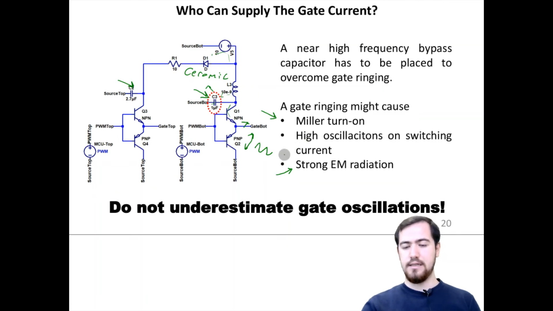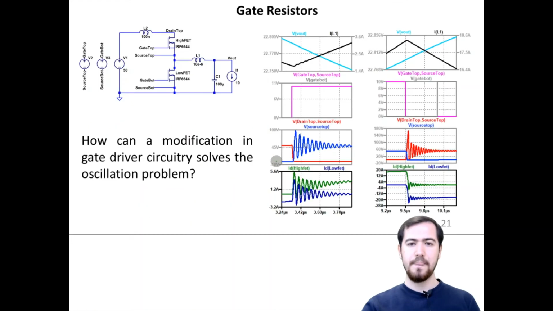Also, the increased oscillations increase the switching losses as well. So in short, we always recommend you not to underestimate the gate oscillations, because most of the time they are the main source of the problems.